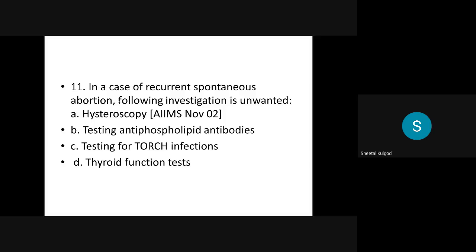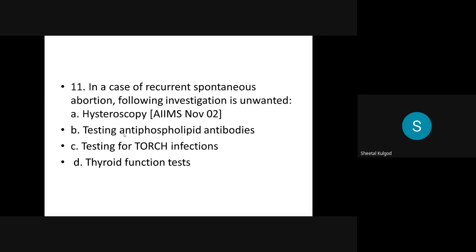Now coming to the next question, in a case of recurrent spontaneous abortion, following investigations is unwanted: hysteroscopy, testing antiphospholipid antibodies, testing for Torch infections, thyroid function tests. It's the same question but twisted. It should be easy for you all to answer. Yes? Unwanted. Thyroid function.